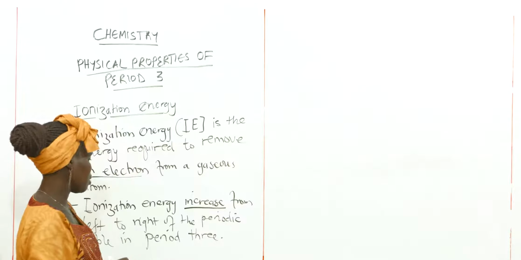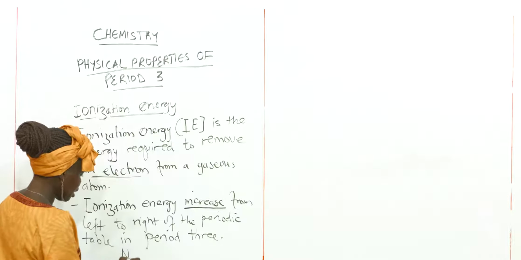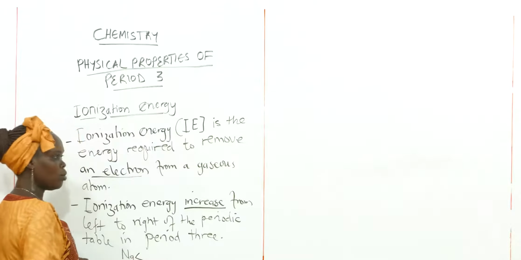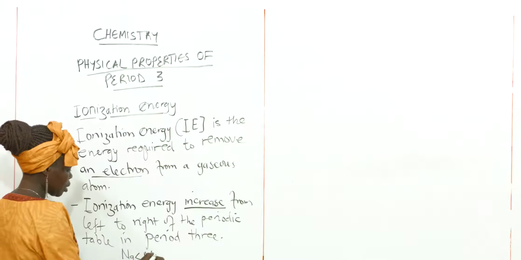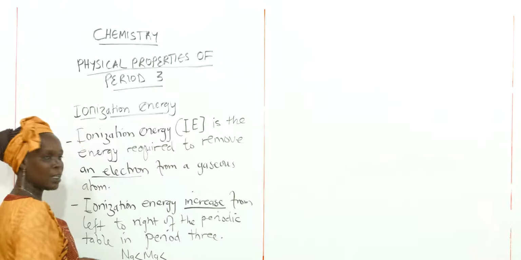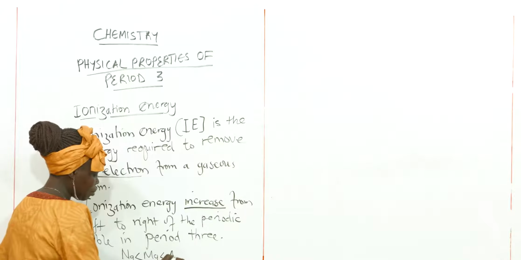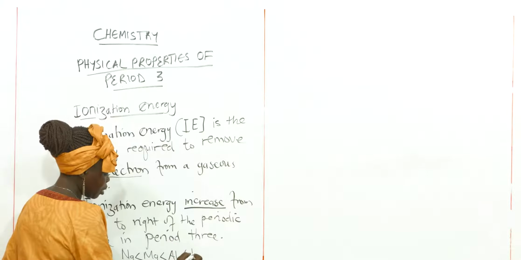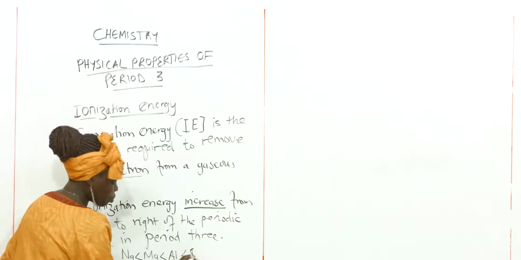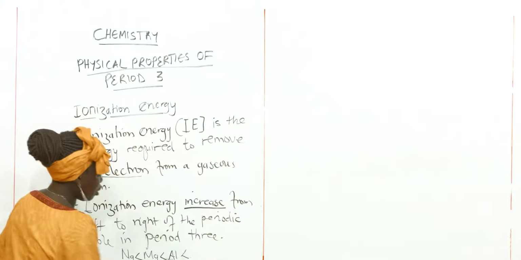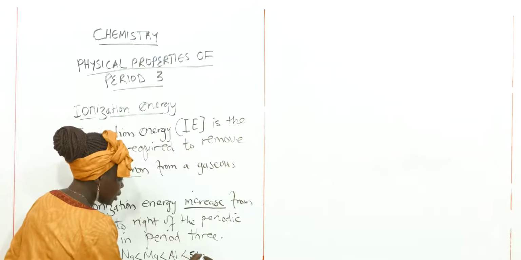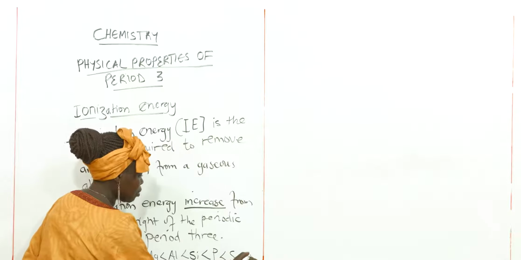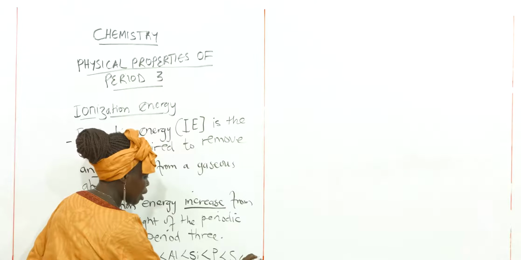In this case we need to remember that sodium has the lowest ionization energy, and as we move from sodium to magnesium, magnesium has a higher energy than sodium, aluminium is higher than magnesium, and then silicon, because we have silicon in group 4, and then we have phosphorus, then sulfur, then chlorine, and lastly argon.